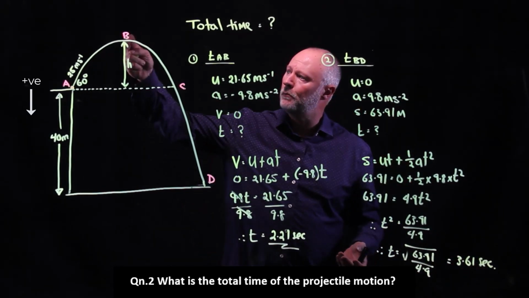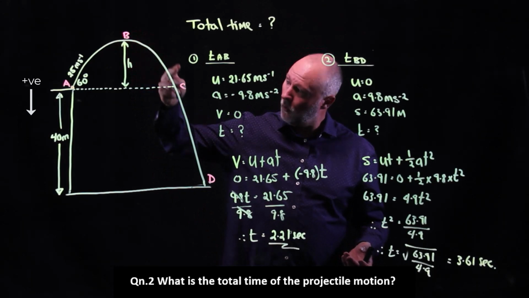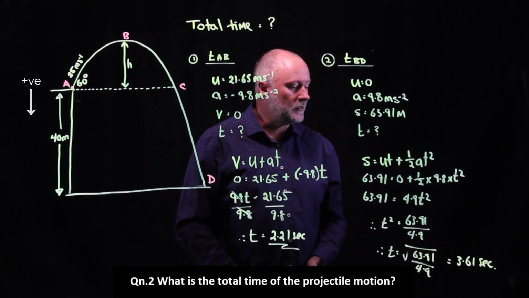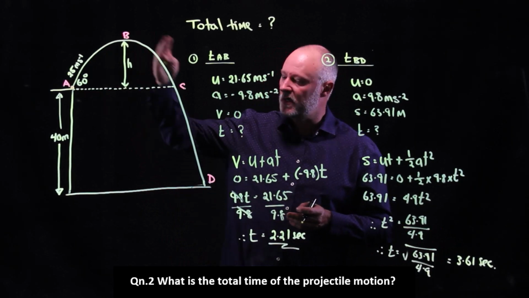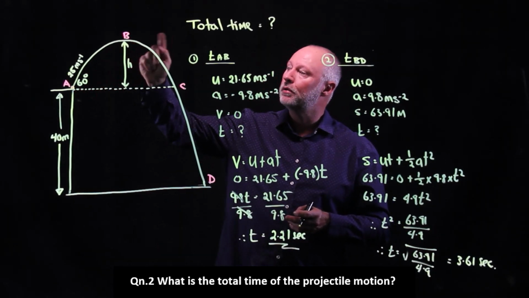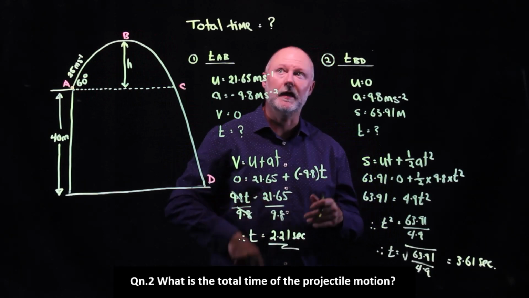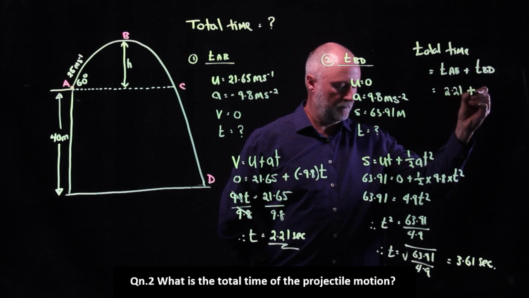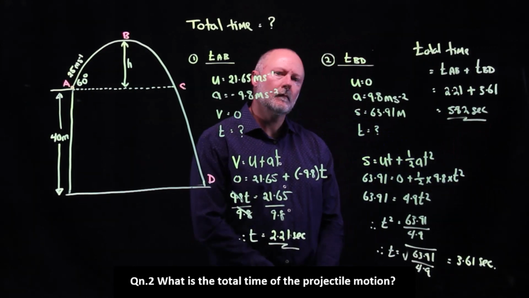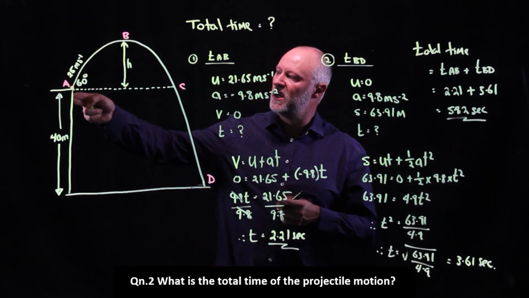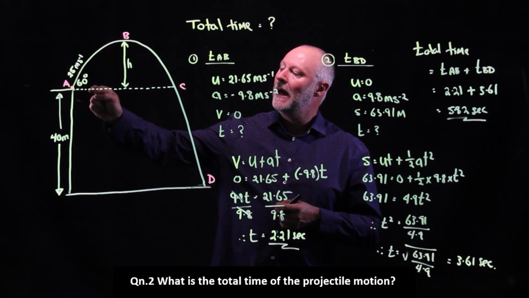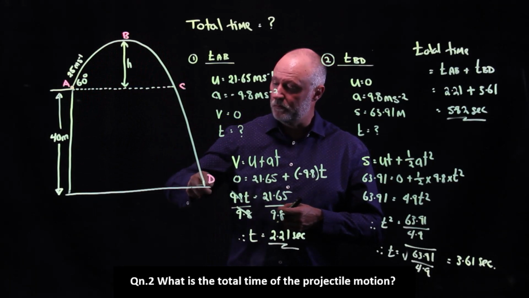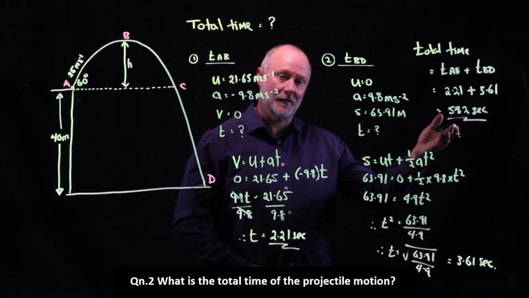Okay, so the time from point B at the top of the projection all the way down to point D in the vertical direction is 3.61 seconds. So the total time of this projection is the time from A to B plus the time from B to D. Let's work that out. So the total time for the object to project at 25 meters per second at an angle of 60 degrees, elevated by 40 meters to reach the bottom, will be 5.82 seconds.